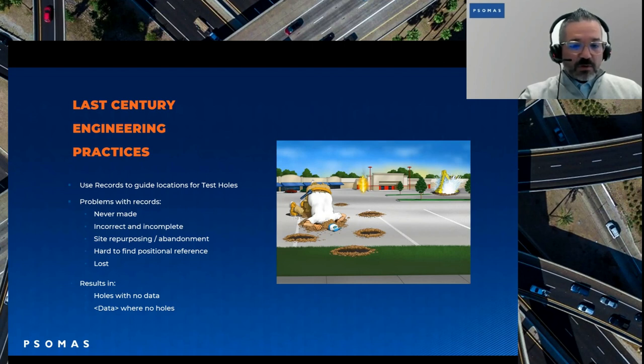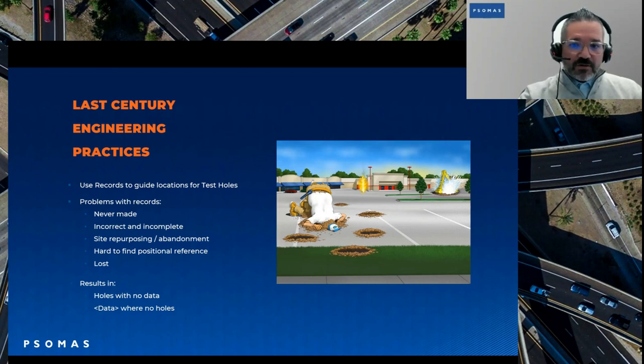Sites are repurposed, abandoned, with hard to find positional references. You look at a map, if you have one, and you're trying to figure out, okay, what is this relational to? Is it relational to the curb? Is it relational to the center line? Is it the stripes in the road? What am I looking at, and how am I getting myself positioned here in the street, in the right of way, or even in a parcel? Some of the records were lost.